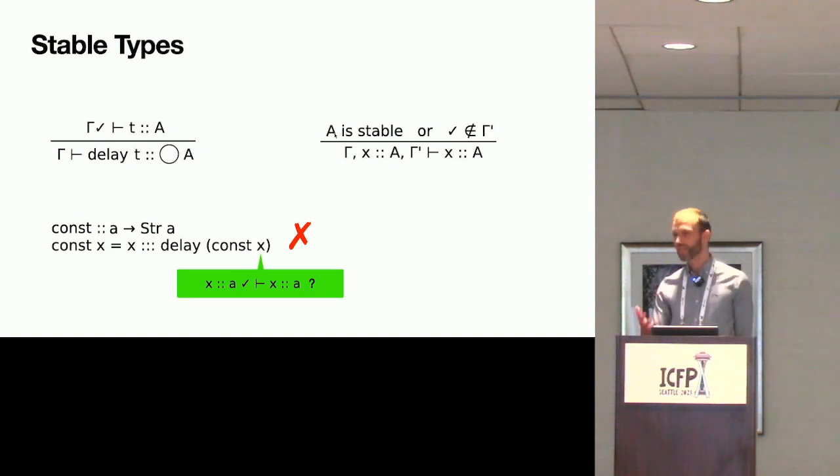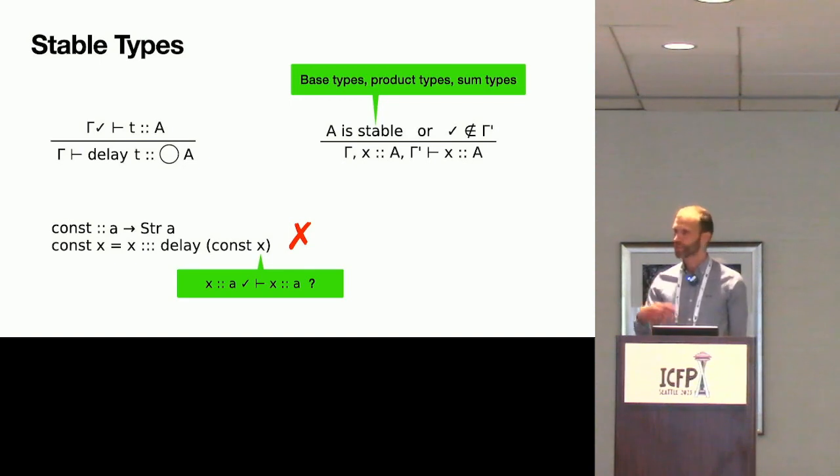Now you can think of a stable type as something that is sort of cheap to store in memory over time, right? Something that is not time dependent. And this includes something like base types, product types, sum types, something like that, right? In particular, not the later modality itself. So anything that is not sort of time dependent.